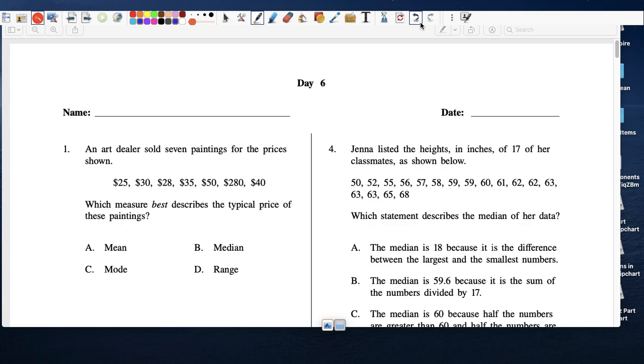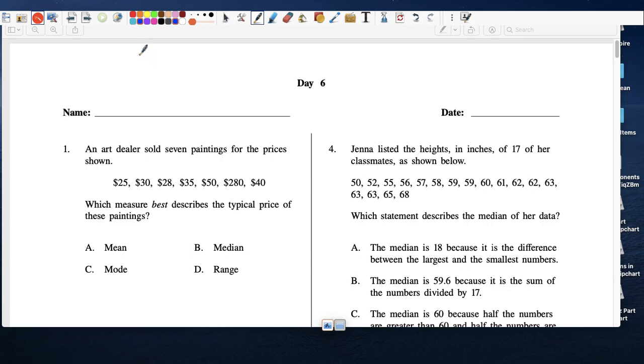Hopefully you remember some of this from 6th grade, right? Like I said, mean, median, and mode, and what do you call it? Interquartile range. So let me just go through it briefly here.